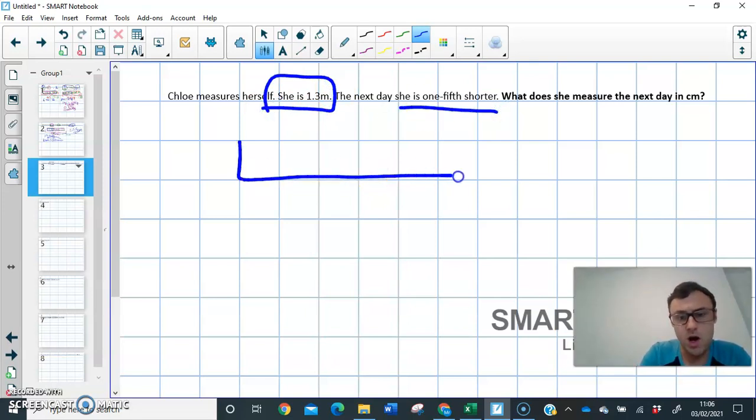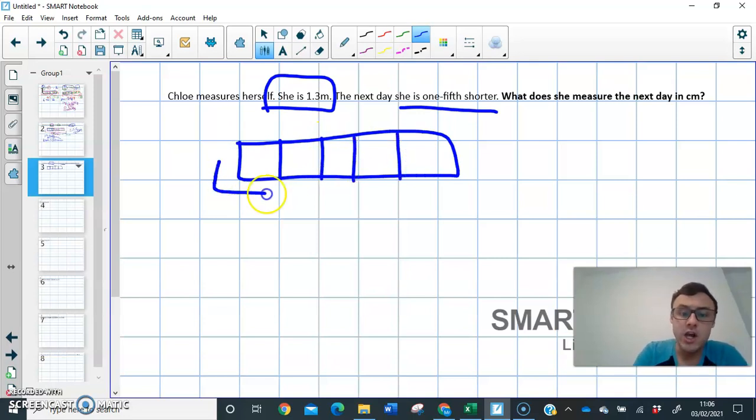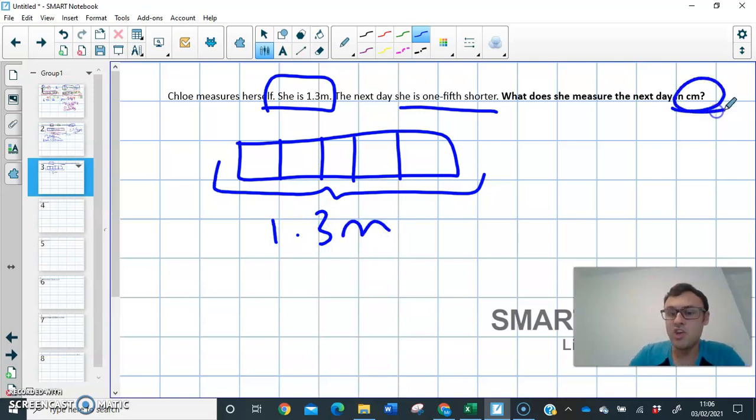Right, so I'm going to draw a bar. I'm splitting it into 5. 1, 2, 3, 4, 5. And I know in the question, this represents 1.3 meters. I'm converting eventually to centimeters, and I don't like dividing decimals, so I'm going to do that conversion now.